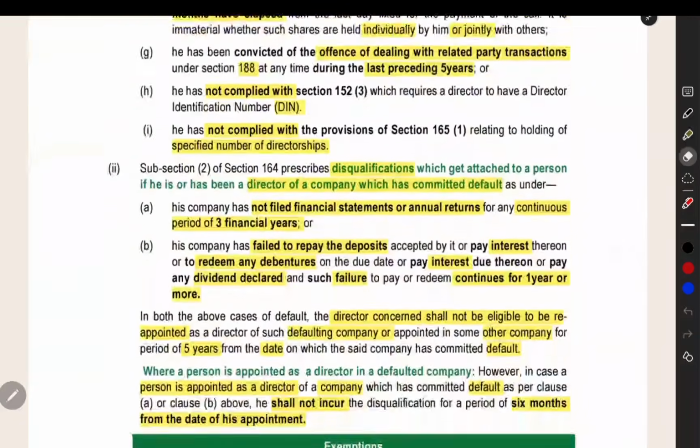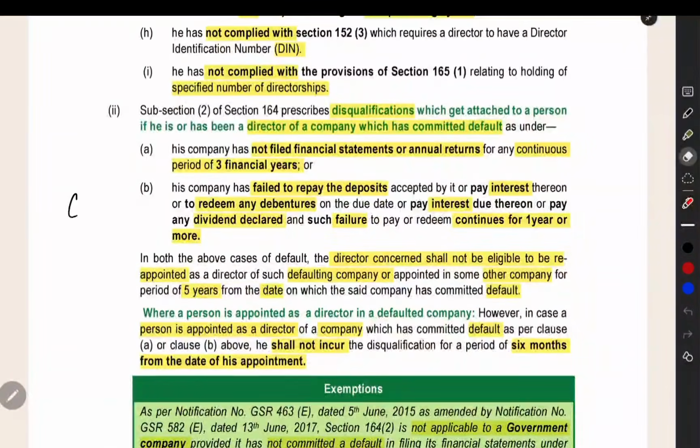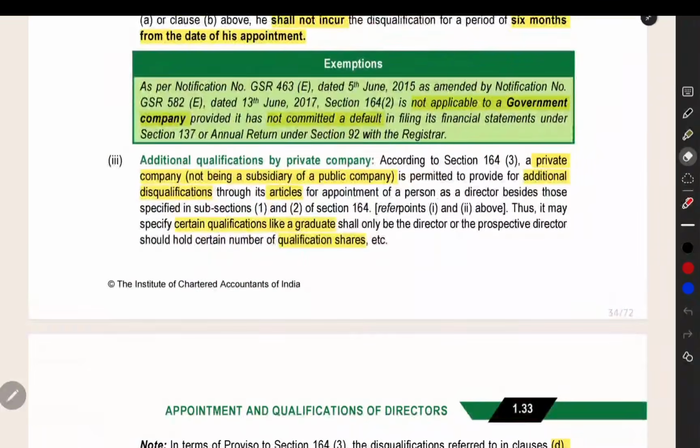You will be disqualified. The next thing is you are working in a company. That company did not file the financial statement or the annual return for 3 continuous financial years. Now what will happen? All the directors in such a company will be considered disqualified. If you are appointing any new director in that disqualified company, that director will be given 6 months time to rectify all these defects. Even after 6 months, if these defects are not rectified, then that new director will also be considered disqualified. Some exemptions are here, you can read that.